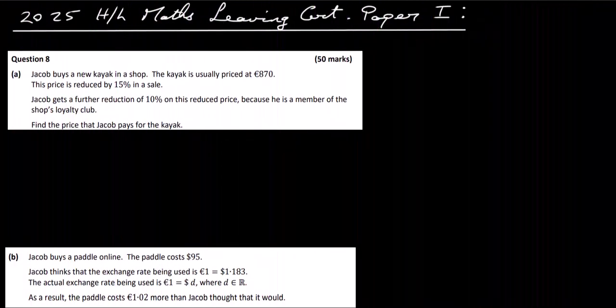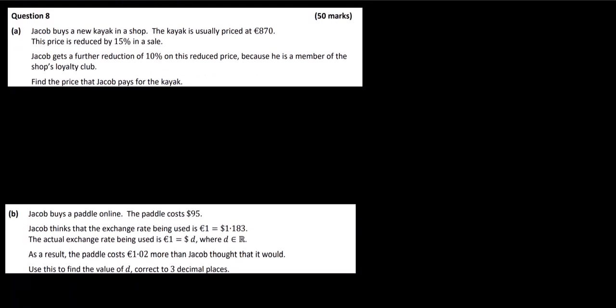Okay, so this is the 2025 Higher Level Maths Leaving Cert Paper 1, question 8. Jacob buys a new kayak in a shop. The kayak is usually priced at €870. This price is reduced by 15% in a sale. Jacob gets a further reduction of 10% on this reduced price because he is a member of the shop's loyalty club. Find the price that Jacob pays for the kayak.